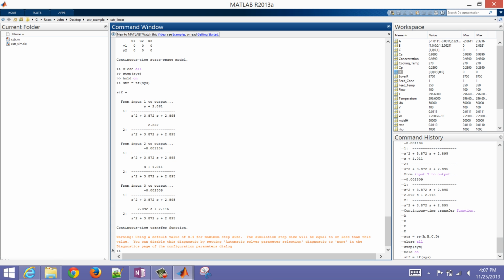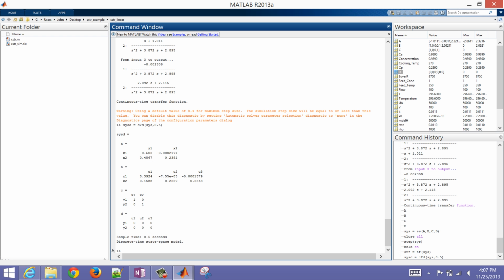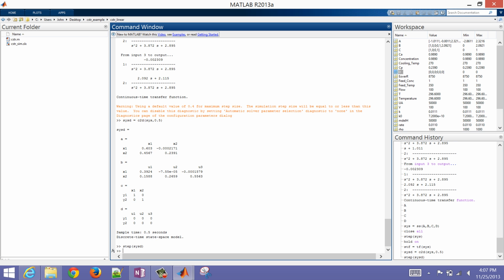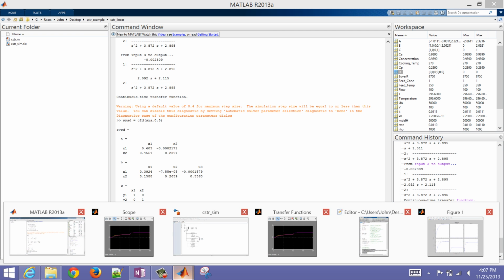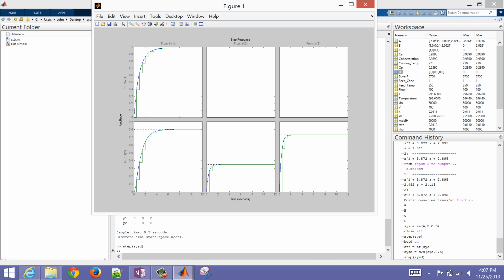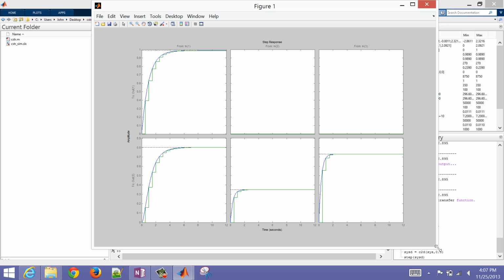And you can also do these in discrete form as well. So if you have a system discrete, you could do your continuous to discrete of system, and you also have to put in a sampling time. So if I did 0.5, for example, then I have my discrete system. If I step that as well, then I'll be able to see the step response of the discrete system. You can see that only occurs at 0.5 second sampling intervals.